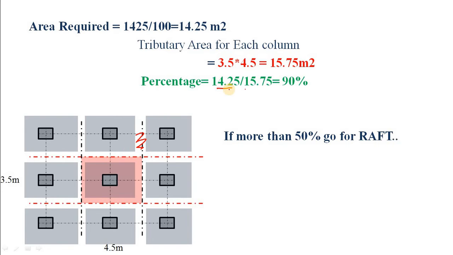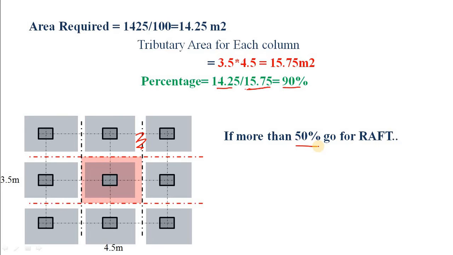Well, you have just calculated the percentage of your slab area in terms of the tributary area. What was our tributary area? It was almost 15 meters square, and the required slab area was 14.25 meters square. So the percentage of the slab area was almost 90%. Now the thumb rule, which is also scientifically proved, is that if this percentage is more than 50%, you have to go for Raft foundation.